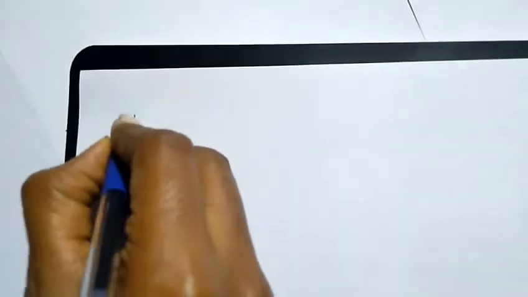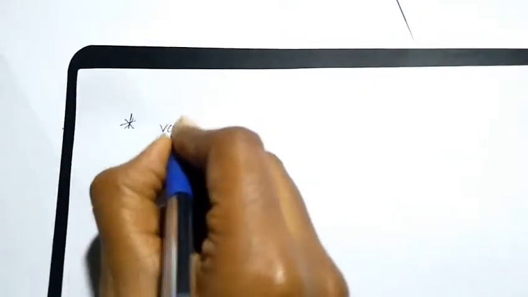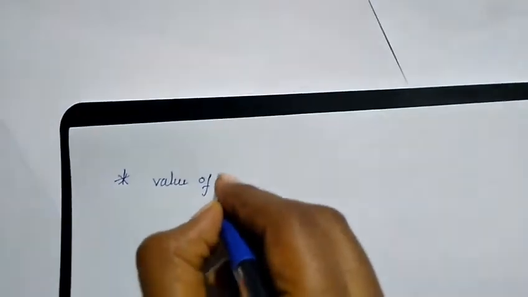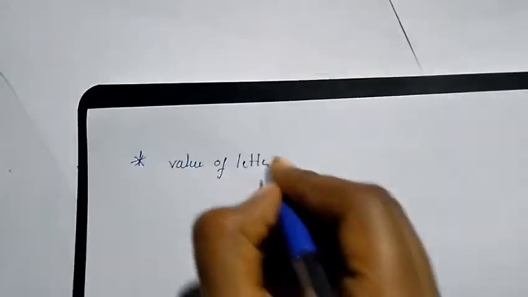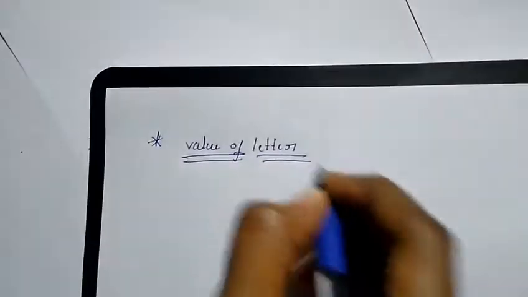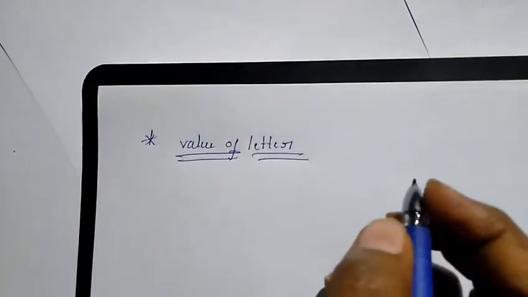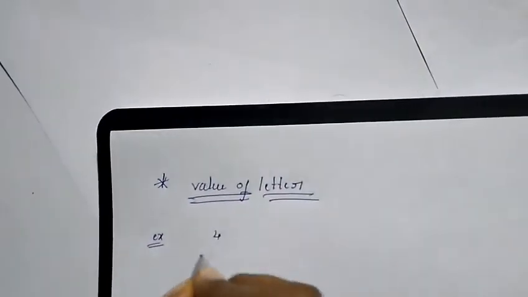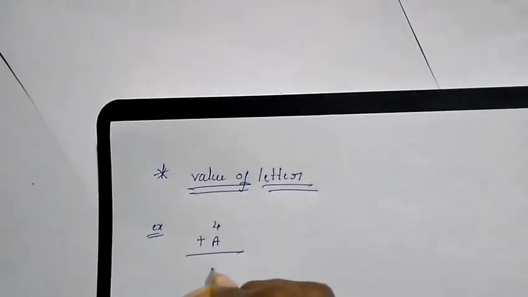So now the second major concept: finding the value of the letter. Whatever we have discussed so far was the introduction part. This is the second part, the value of the letter. In this you have to find the value of the letter given. For example, 4 plus A is equal to 6.